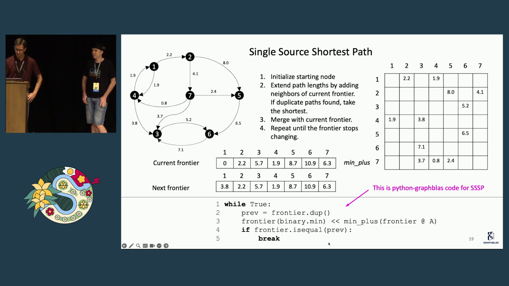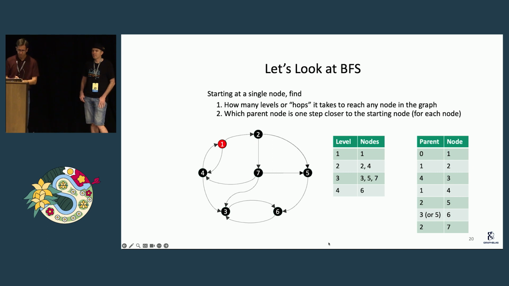Very readable. Let's move on to breadth first search. It gets a little bit more complicated here. So we have one node, and again, we're just trying to step out. At the second level, you can get to 2 and 4. From there, you can get to 3, 5, and 7. And last, you get to 6. You can also compute parents, where if I look at node 7, I ask, how did I get back to the start? 7's parent is 2. From 2, I get back to 1. From 1, I'm at the start. So we can compute levels and parents.